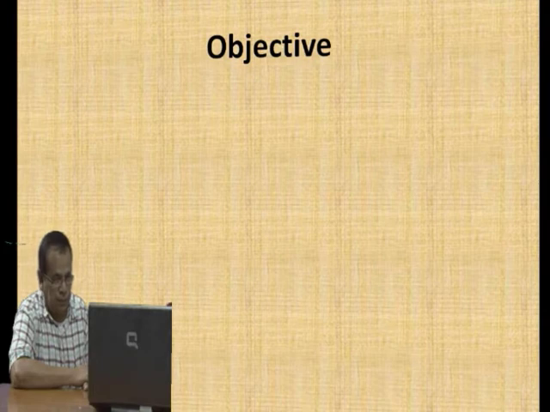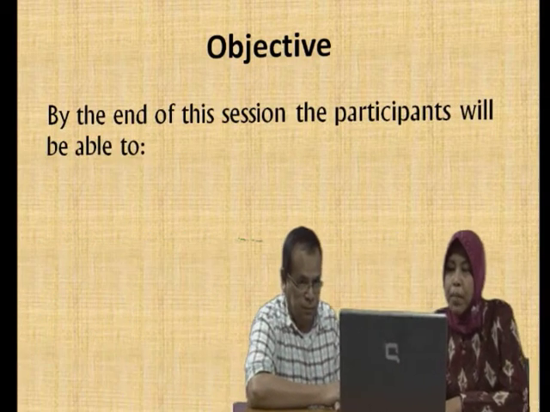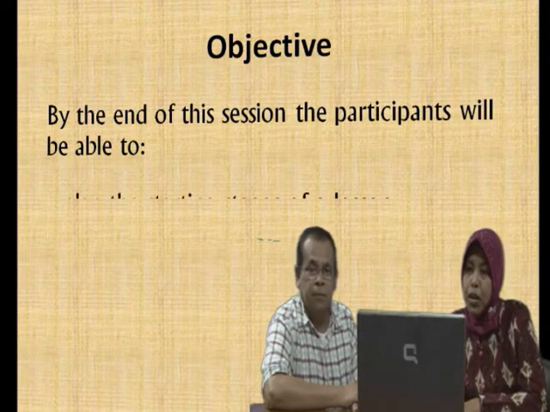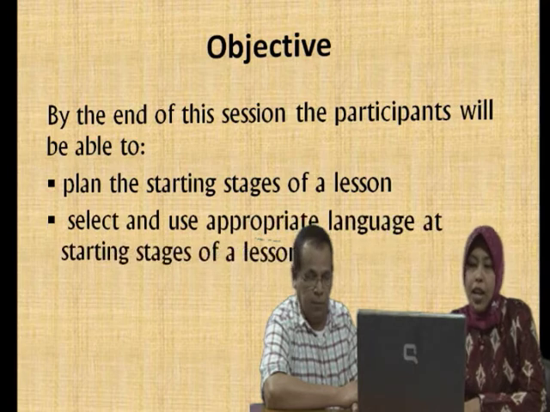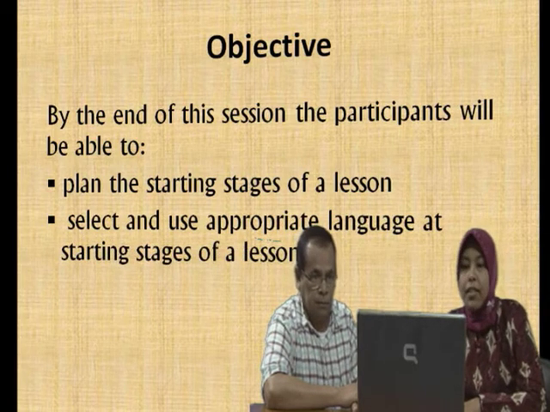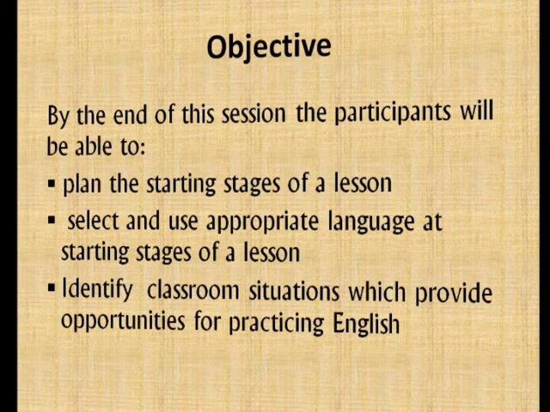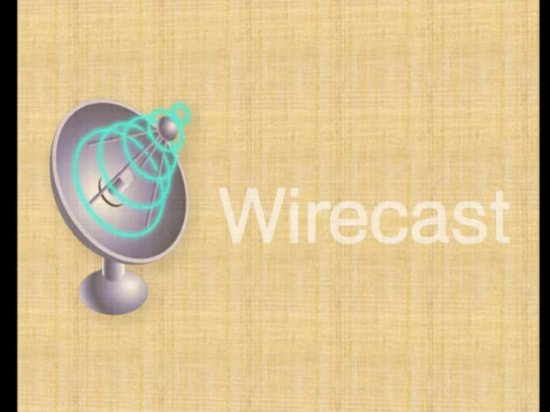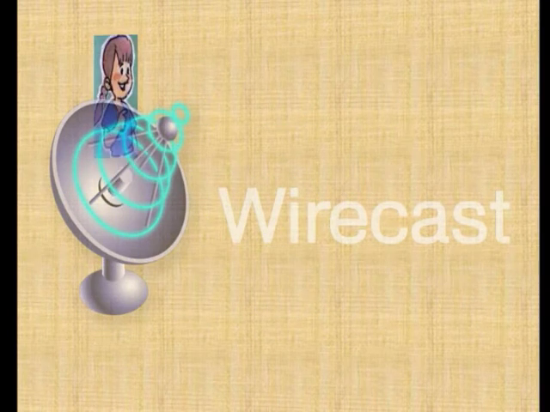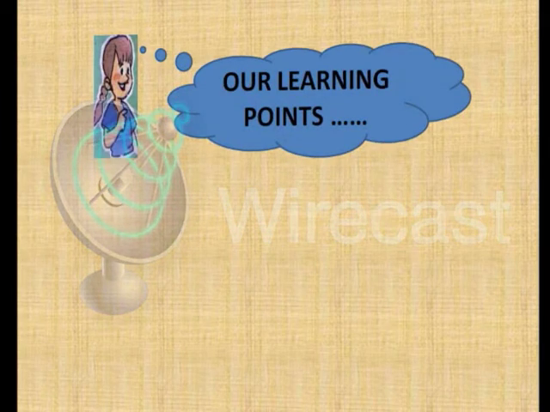The objective of this session is, by the end of this session, the participant will be able to plan the starting stage of a lesson, select and use appropriate language at the starting stage of a lesson, and identify classroom situations which provide opportunities for practicing English. Our learning points are as follows.